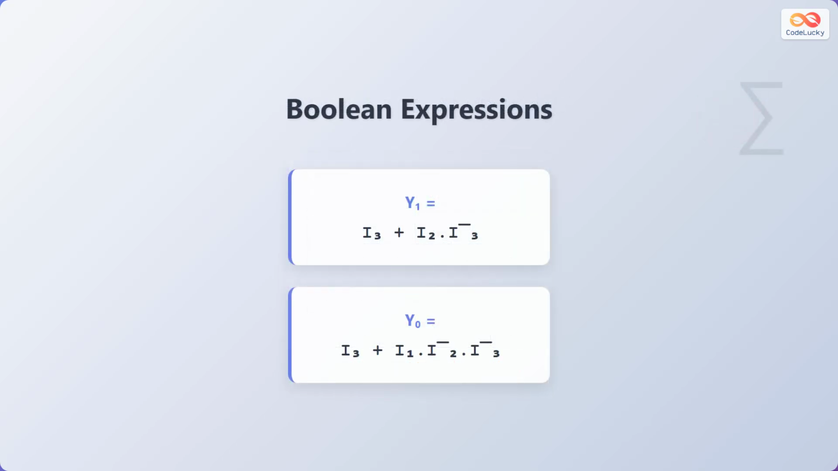The Boolean expression for y1 equals i3 plus i2 and not i3. The Boolean expression for y0 equals i3 plus i1 and not i2 and not i3.